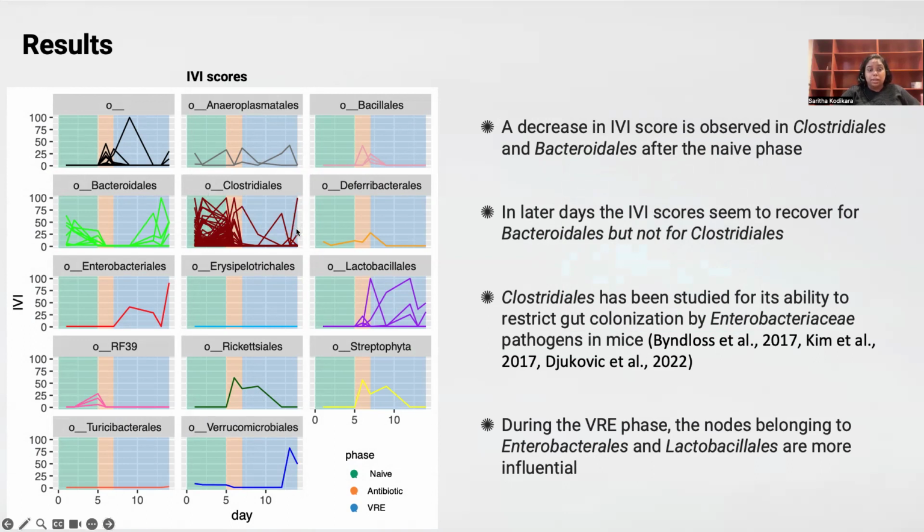But if you look at the bacteroides, which is in green, you see that during the antibiotic phase it's decreased, but it seems to be picking up the IVI values at the later stage. And you also see an increase in lactobacillus in the VRE-FM stage, and this is expected because what we have been colonizing actually belongs to this lactobacillus group. So we expect to see this kind of increase in this group because we are infecting the mice with that taxonomic order.